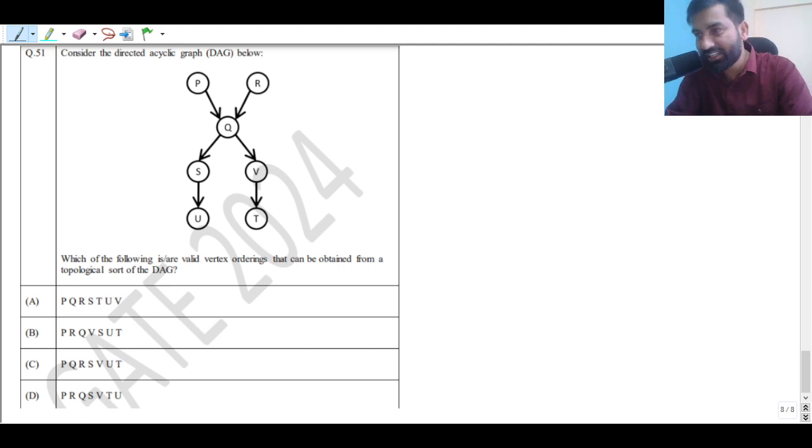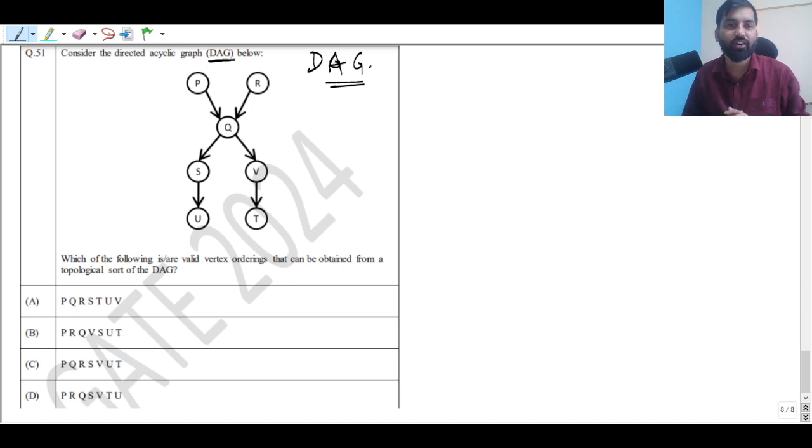So consider the directed acyclic graph, popularly called DAG. Which of the following is a valid vertex ordering that can be obtained from a topological sort of the DAG?